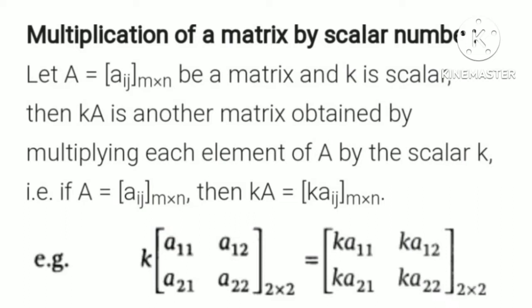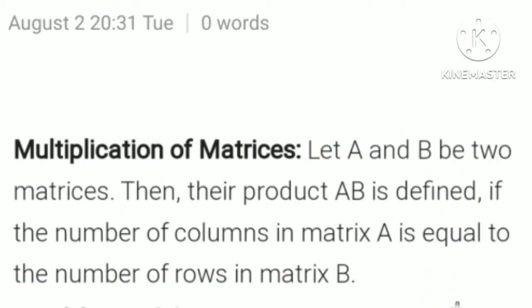Whenever a matrix is multiplied by a constant, each and every element should be multiplied by the same constant. In this example, the elements are multiplied by the constant k. Whenever 2 matrices are multiplied, the condition is that the number of columns in the first matrix should be equal to the number of rows in the second matrix. That is the condition for multiplying the matrices. Otherwise multiplication is not possible.